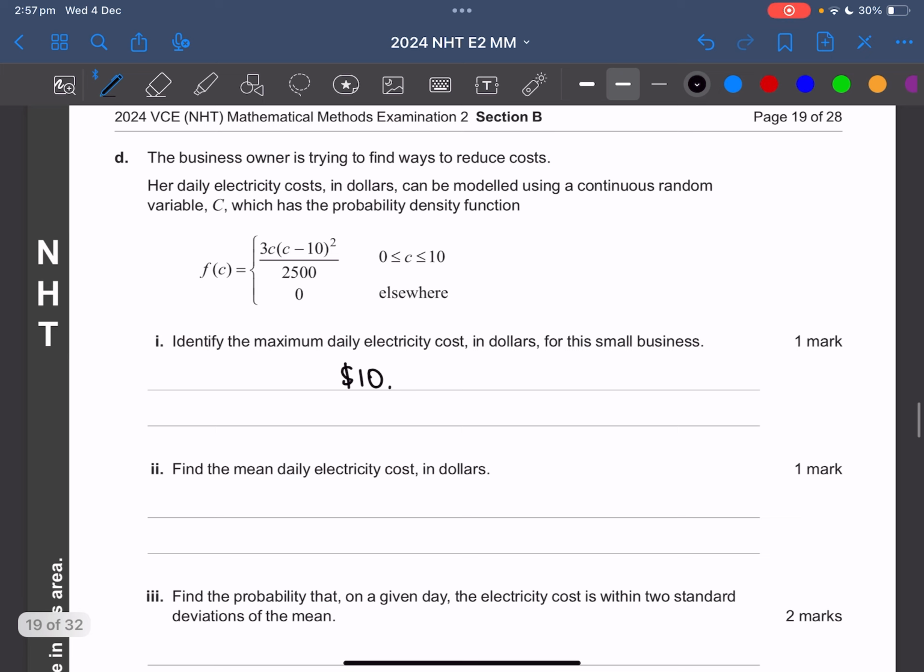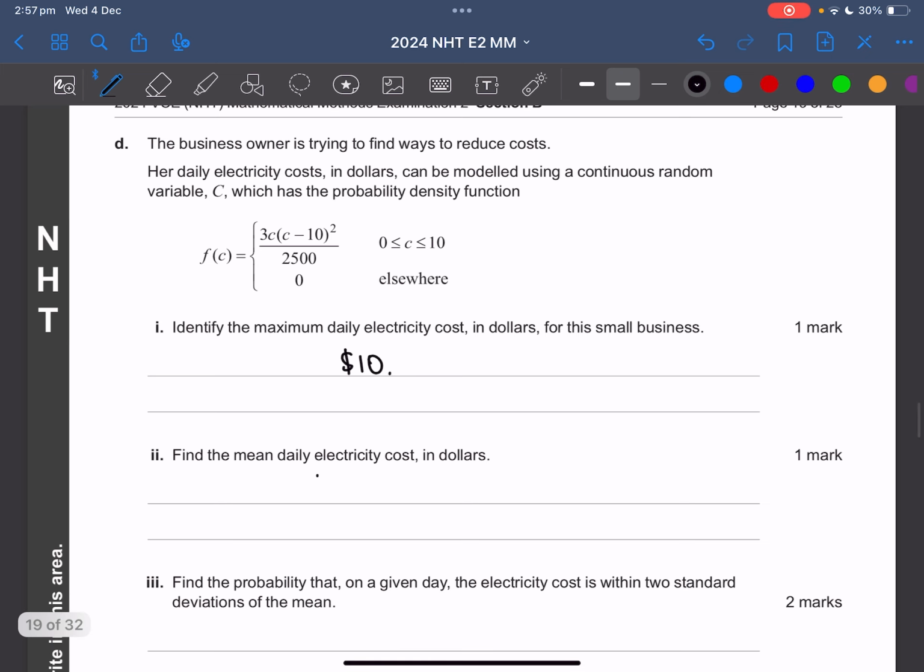Find the mean daily electricity cost in dollars. So if I were to write the integral, it would be c times f of c dc from 0 to 10. Okay, and let's solve this on CAS then.